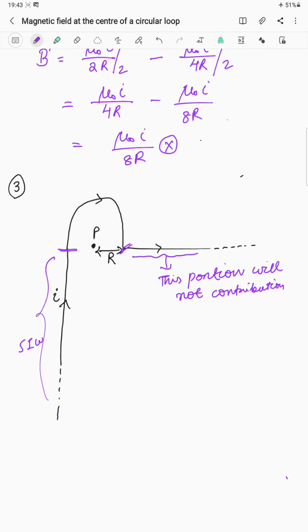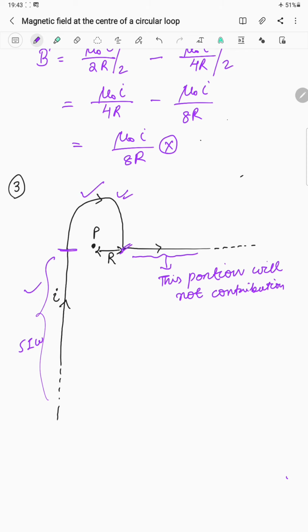Now who are going to contribute? This portion will contribute, and the semi-infinite wire will also contribute. Now let us see whether the magnetic fields are going to be added or subtracted. You see, for the semicircular one, the current is moving in the clockwise direction. It is quite obvious.